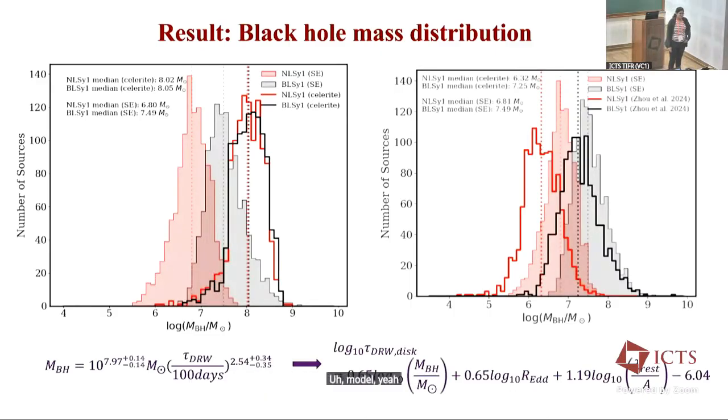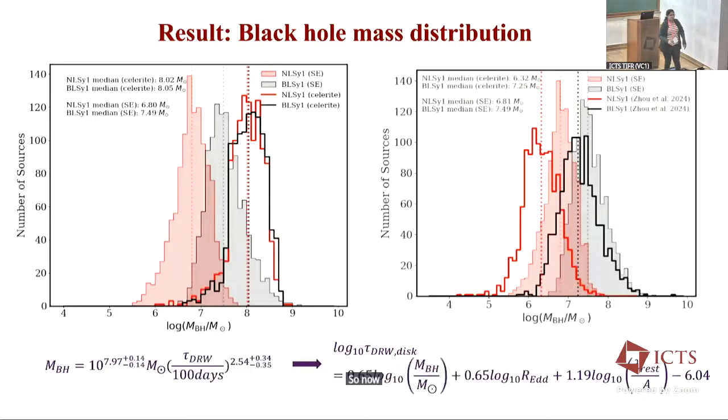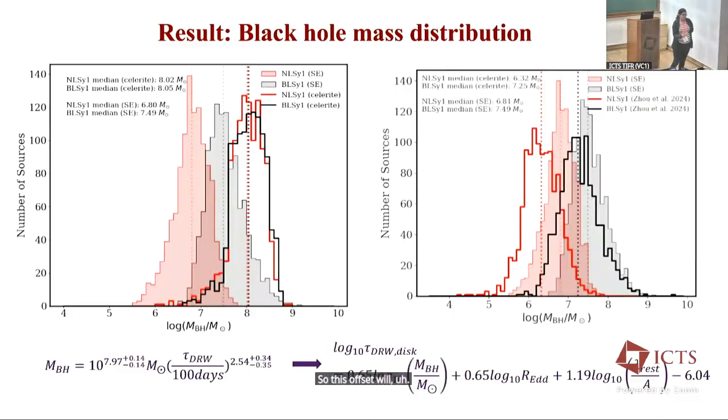Which of the factors are more favorable for estimating the correct mass? The broad line will shift rightwards, because as we go for a bigger baseline, we'll go for higher damping timescales and higher masses. So the entire shift will be on the right side, and it will approach the virial mass itself. So this offset will be further reduced.